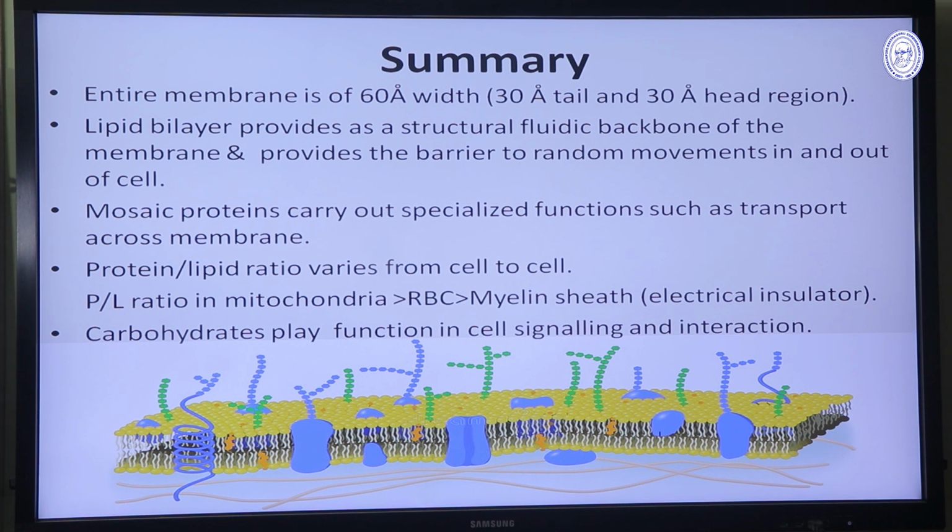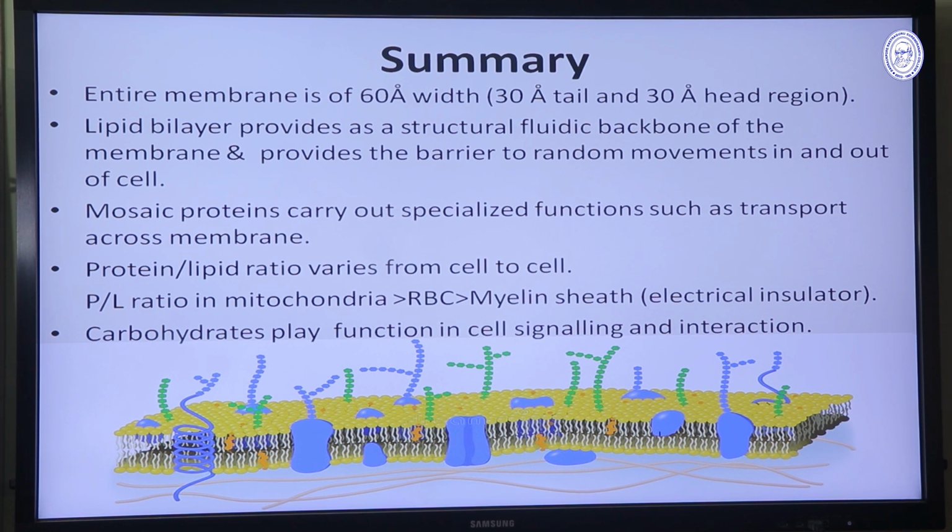Again, another thing very important is that the protein and the lipid ratio varies from cell to cell depending upon the function of the cell. The protein is very high in mitochondrial membrane as mitochondria is engaged in cellular respiration and needs many proton pumps and other types of channel proteins. So, the protein part in mitochondrial membrane is very high.